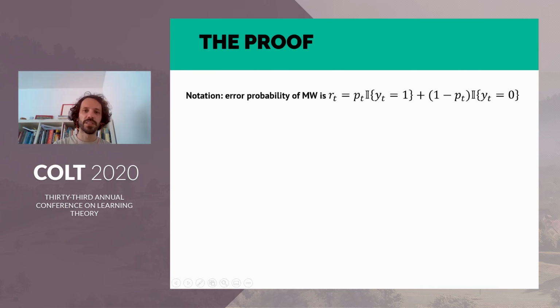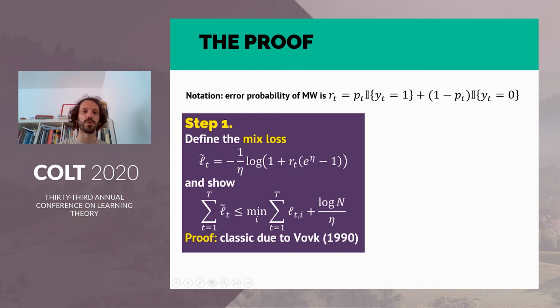Our key argument is based on expressing the error probability of the base multiplicative weights algorithm, which is denoted as R, and then expressing this so-called mixed loss in terms of this error probability R. It is well known that the cumulative mixed loss is bounded by the cumulative loss of the best expert plus the small overhead of log n over eta. This is a classic result that is to be found in every single analysis of the exponential weights algorithm.